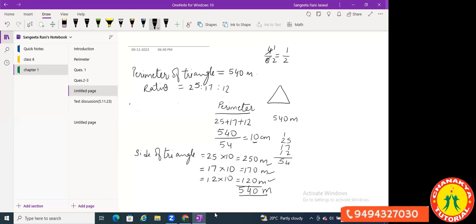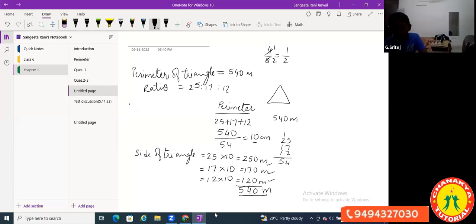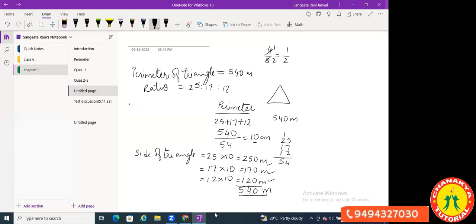Okay? Understood now? Yes, ma'am. Later in class 6, you will be studying the variable part. Then you'll get to know how we multiply this. For now, you just need to know the perimeter upon the sum of the ratios.